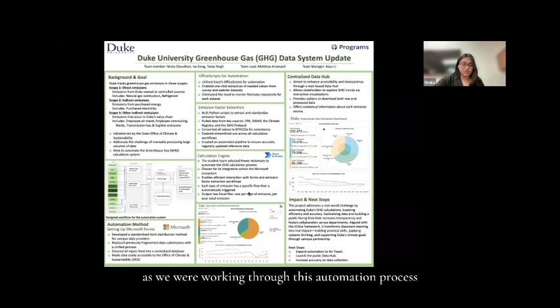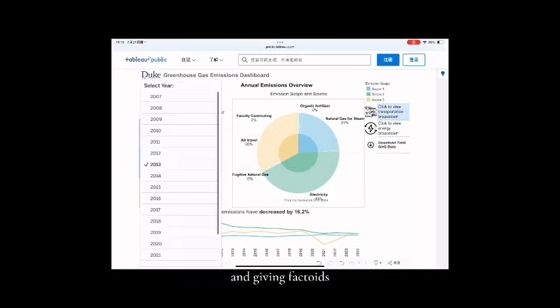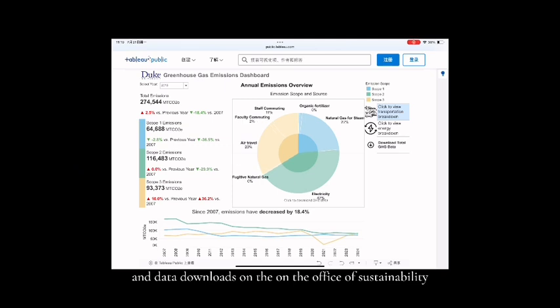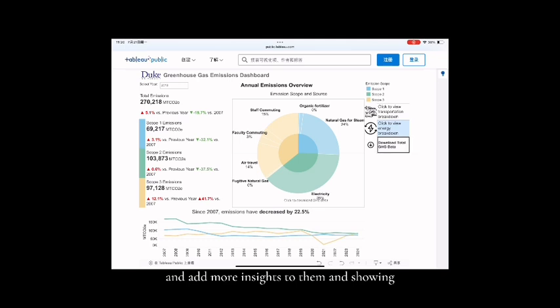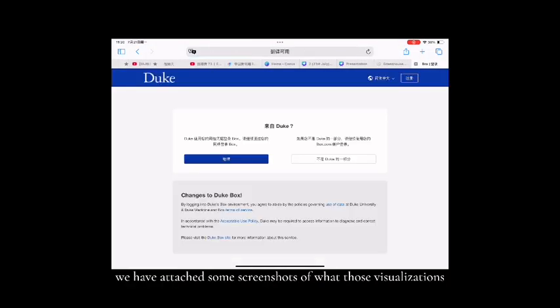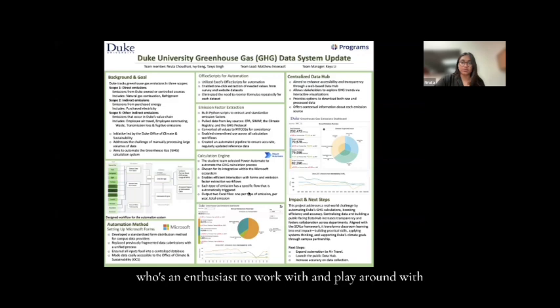As we were working through this automation process, a secondary goal of our project was to create a centralized data hub which showcased Duke's sustainability efforts, and gave insights on how the university was on track to meet its net zero emission goals. This was being done in such a way that we would be showing visualizations and giving factoids and data downloads on the Office of Sustainability and Climate website. The Duke OIT had already made some visualizations for the OCS, and what we have done is try to augment those visualizations and add more insights to them. We have attached some screenshots of what those visualizations look like, and ideally these would be hosted on the OCS website and be available to everyone who's an enthusiast to work with and play around with.